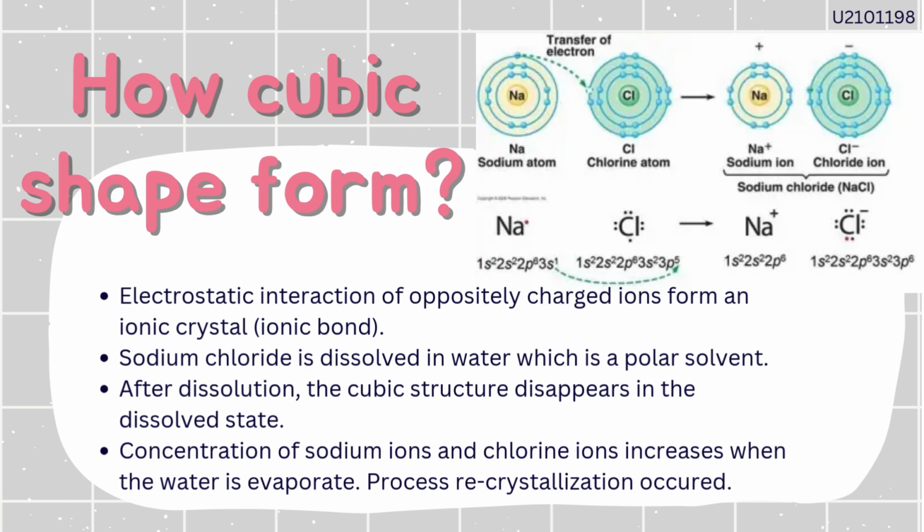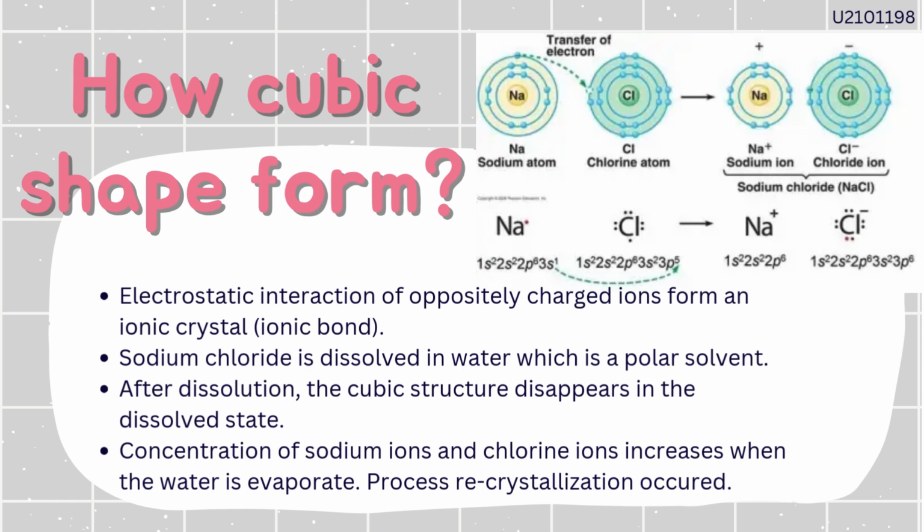They are free-floating as individual ions in the water, surrounded by hydration shells of water molecules. Therefore, the cubic structure disappears in the dissolved state. When water begins to evaporate, the concentration of sodium ions and chlorine ions will increase, and they will begin to recombine and form sodium chloride again.